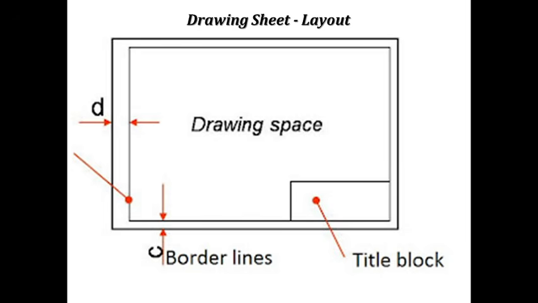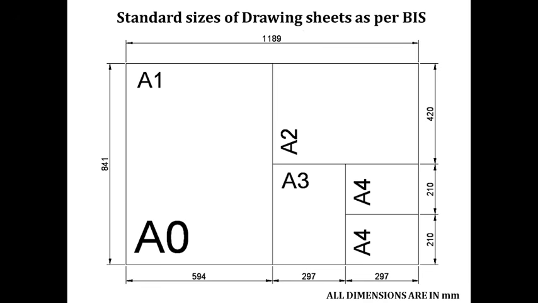Next slide. Standard drawing sheet sizes. Engineering drawings are prepared using standard sheet sizes specified by the Bureau of Indian Standards. All dimensions shown on engineering drawings are expressed in millimeters unless stated otherwise. Common sheet sizes include A0, A1, A2, A3, and A4. Using standard sheet sizes allows drawings to be stored, reproduced, and shared efficiently.